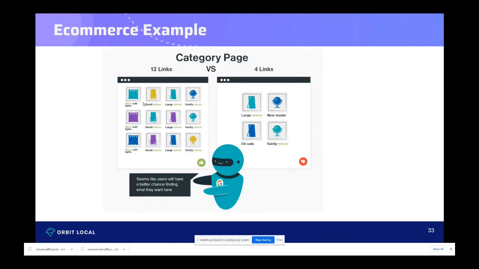So here's another example. Let's say you have an e-commerce site and you have a category of products, and let's say it's mirrors. On that category page, you only have 4 products versus another category page that has 12 products. Google can look at this and decide that page A has more options than page B. So Google will look at this page and give it a boost when it's ranking.